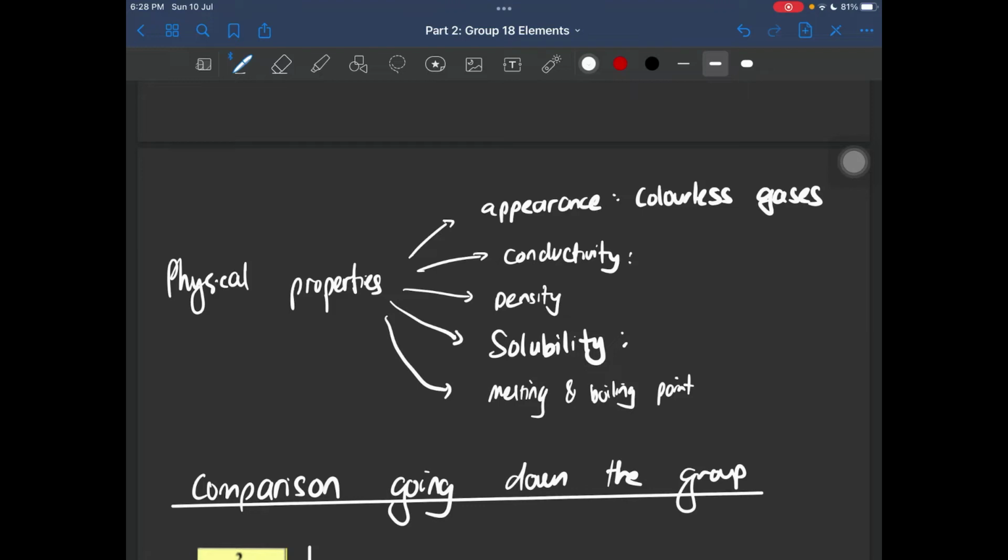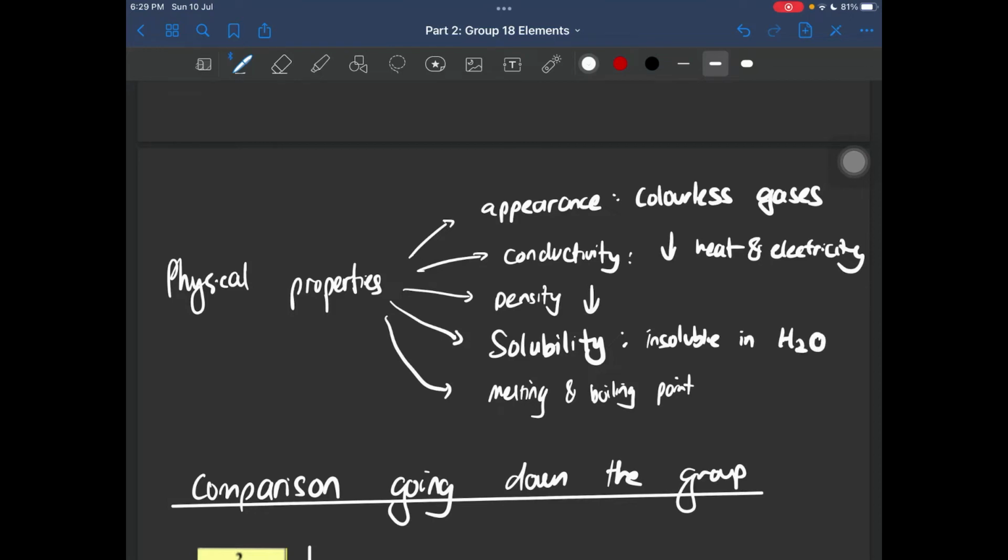How about conductivity? Group 18 elements are gases, they are non-metals, and since they are non-metals, they have bad conductivity of heat and electricity. Next, density. Again, it is a non-metal, so it has low density. How about solubility? In terms of solubility, it is insoluble in water.